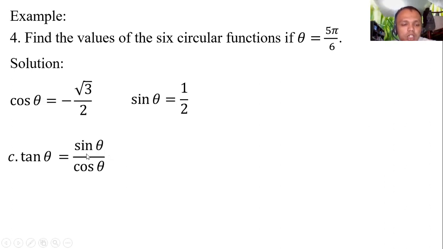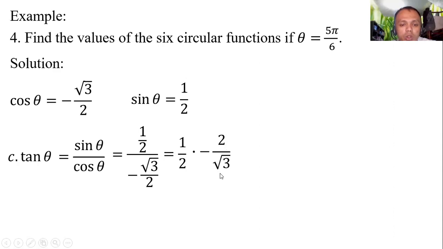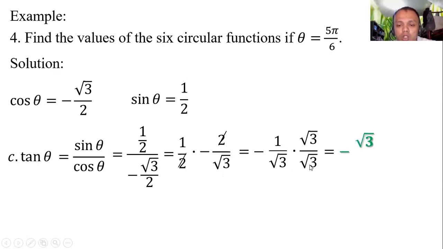What about your tangent theta? Your tangent theta is equal to sin theta over cosine theta. Substitute your sin theta to 1/2, your cosine theta naman to negative square root of 3 over 2. Get the reciprocal of this one. We have 1/2 times negative 2 over square root of 3. Cancel this out. Then we have negative 1 over square root of 3. Rationalize kasi may radical sign pa. Bawal yan sa denominator. So para matanggal, i-rationalize natin. 1 times square root of 3 is negative square root of 3 over square root of 3 times square root of 3 is 3. So ito yung magiging tangent natin.